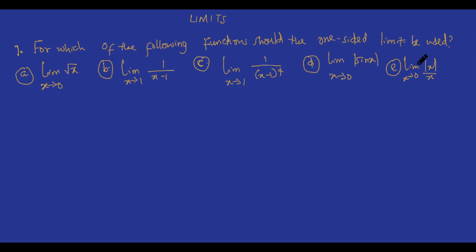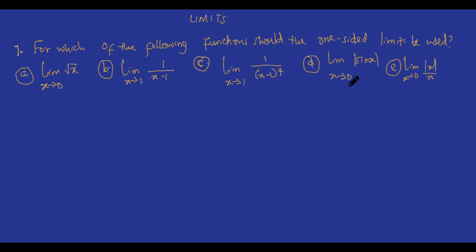So starting from the fifth one, we see the limit of absolute value of x divided by x. The function absolute value of x divided by x is defined for every value of x, that is every value from negative infinity to infinity. So this doesn't count.